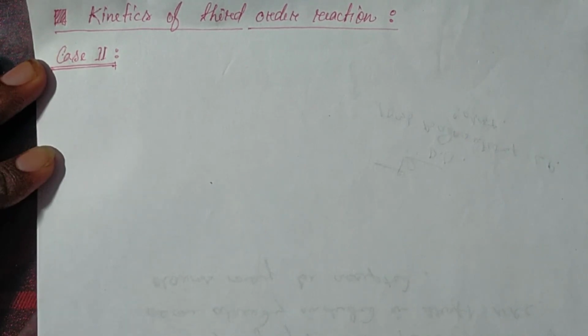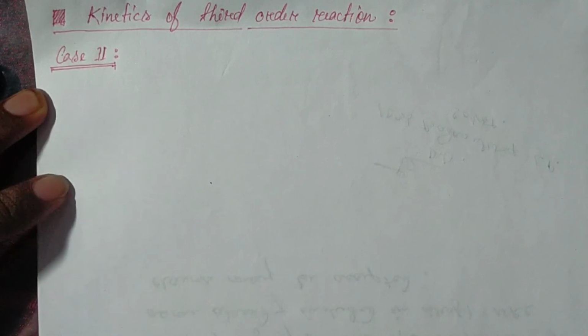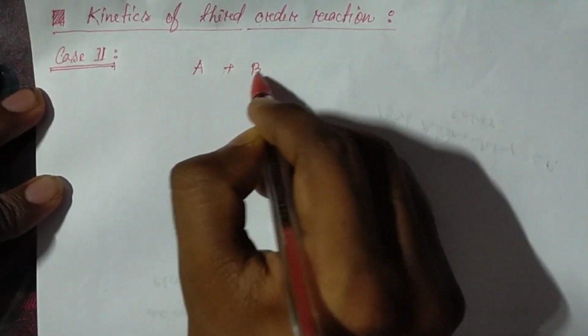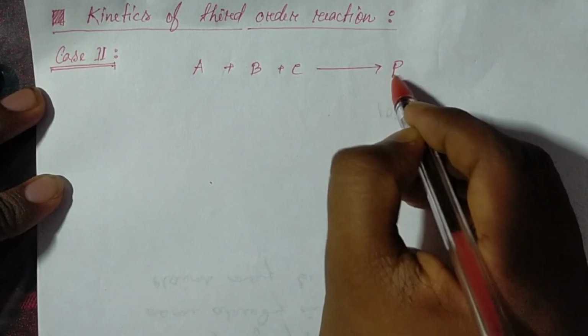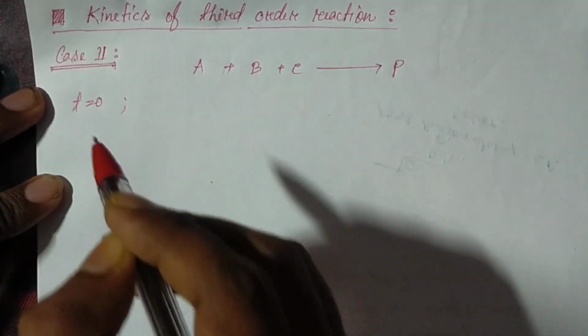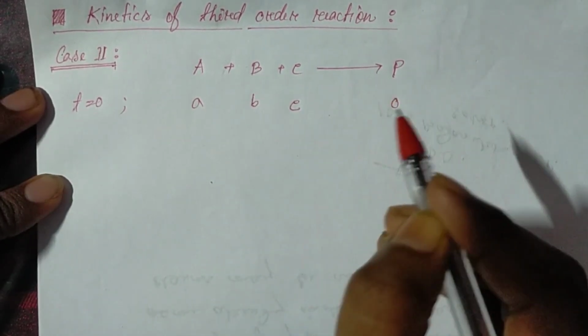Now let's discuss the second case of third order reaction. In this case the three reactant molecules are different from each other, and those are A plus B plus C giving product. So at time 0 there will be A, B, C and 0 product.